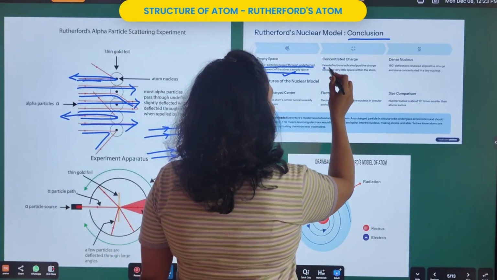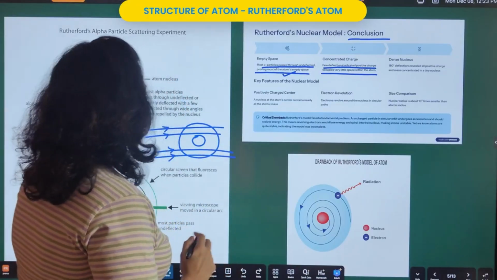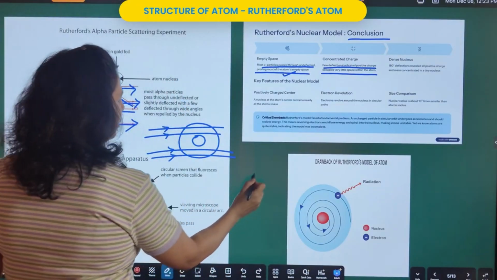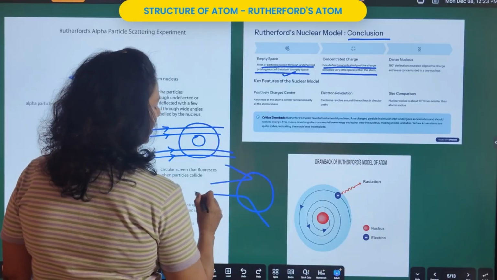Second conclusion: few deflections indicated that positive charge occupies very little space. So some were deflected, only a little were deflected, right?